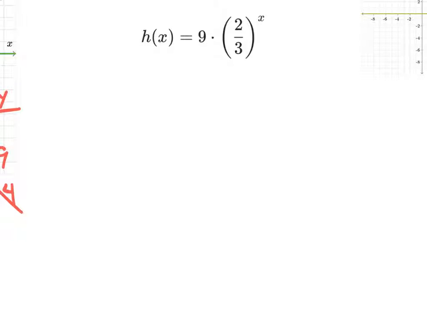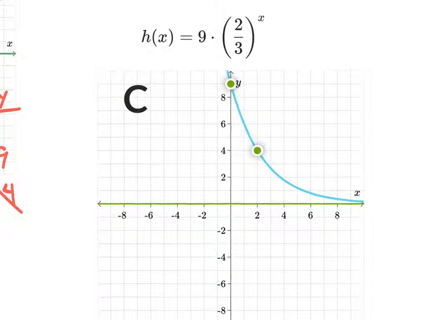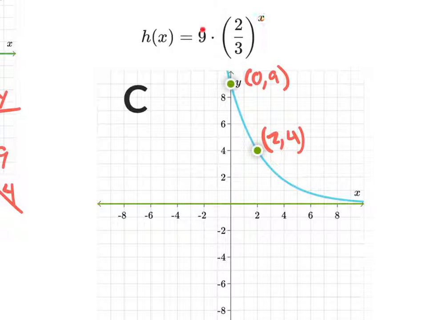And let's look at this next one. Option C. And these are the two coordinates that work. We just did the math for 2, 4, right? 2, 4. And we did the math for 0, 9. And they do work. If you plug in 0, you will get out a 9. If you plug in 2 right there, it becomes 4/9ths. The 9s cancel, you'll have a 4 left over. So the input 2 does give you the output 4.